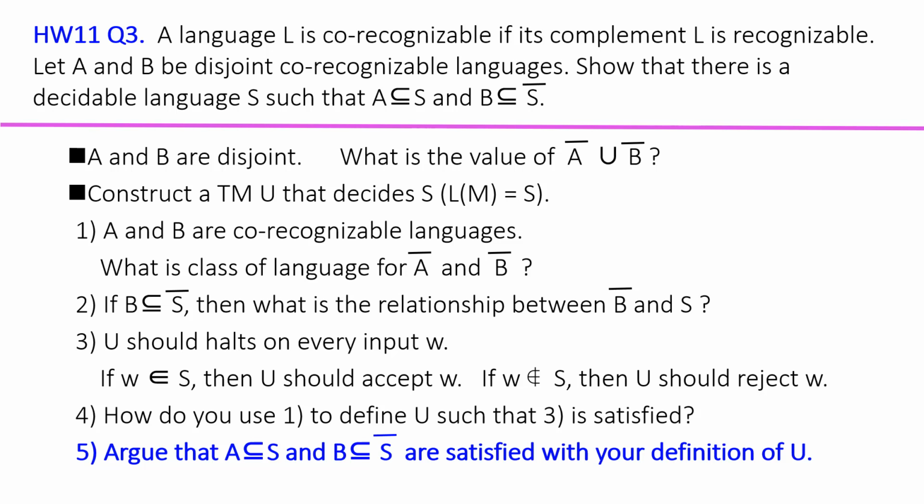For example, A and B are disjoint. Then what is the value of A's complement union B's complement? And A and B are co-recognizable languages. Then what about A's complement and B's complement? What class of languages do they belong to? Do you have Turing machines for them?